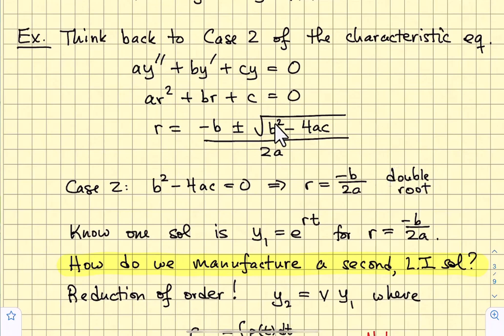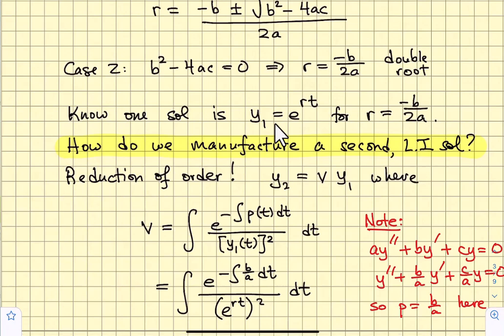That means that we got a double root, and the root is minus b over 2a. Back when we were explaining this, we said, well, if we have a double root, then we know one solution to our equation is e to the rt, where r is our root. And then the question was, how do we generate our second linearly independent solution? Because our theory said we needed two linearly independent solutions to build the general solution, y_h. And if you remember what we said back then, we just declared that in case 2, in order to get a second linearly independent solution, you needed to take your old solution, e to the rt, and multiply it by a t. Now you'll see where that came from.